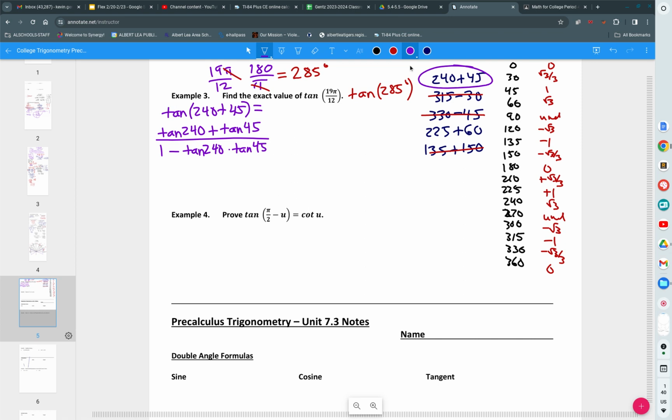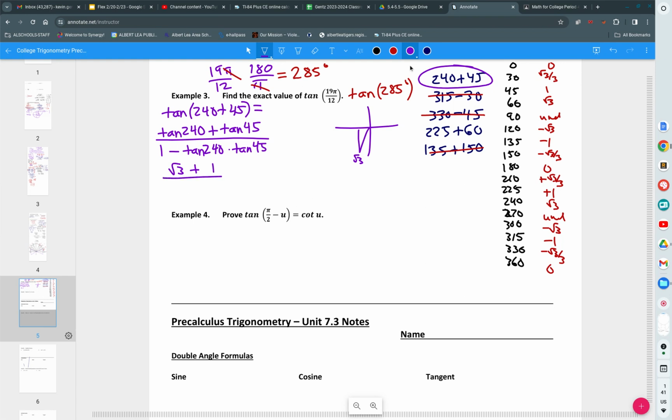Okay? And the tangent of 45 is a nice, easy value. What's that one? That's 1. So we know tangent of 45 is 1. If you look at 240, remember 240 is down there, in the third quadrant, is tangent positive or negative? Positive. And so it's positive square root of 3. Okay? So we have tangent of 240 is the square root of 3, plus tangent of 45 is 1, as you said.